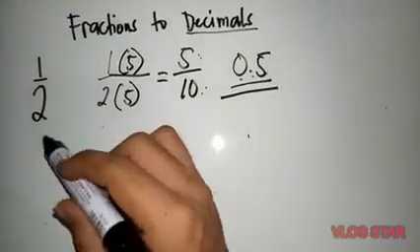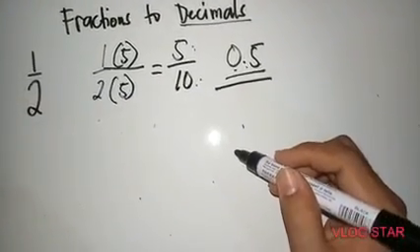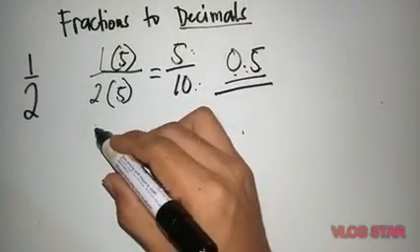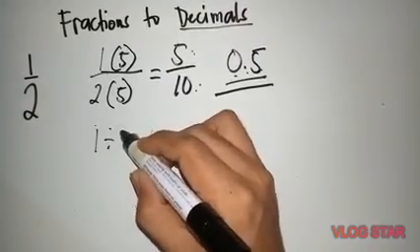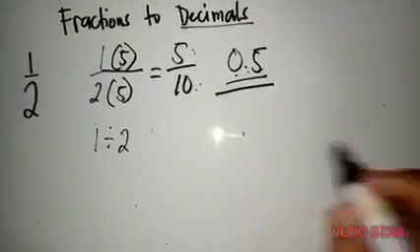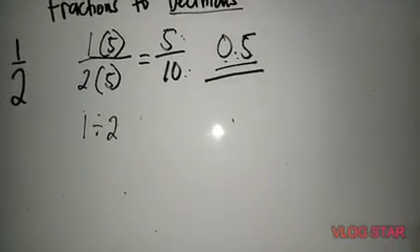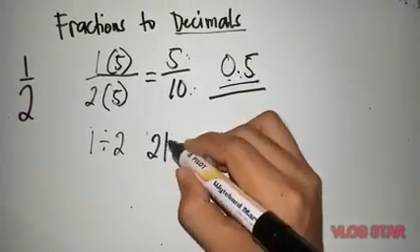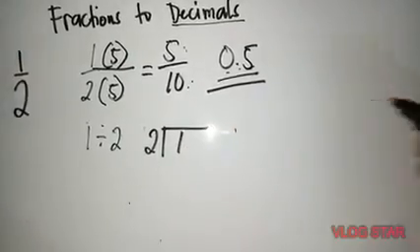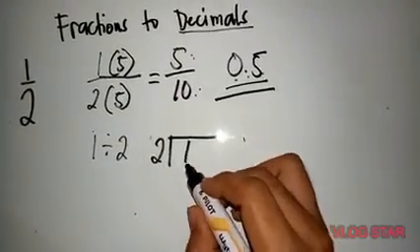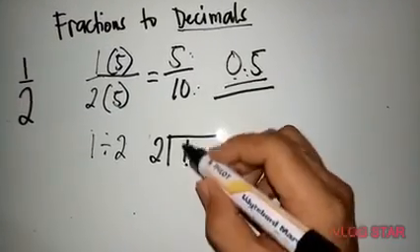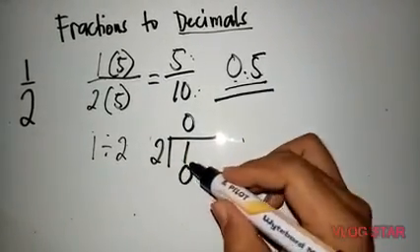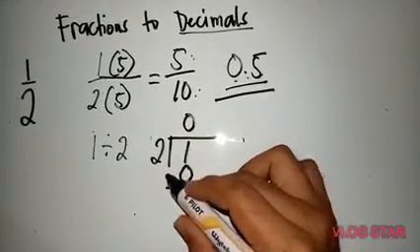Next is using division. So how can we do it using division? 1 divided by 2. As you can see, the dividend is smaller than the divisor. So 2 divided by 1. 2 divided by 1 is 0. 0 times 1 is 0. 1 minus 0 is 1.